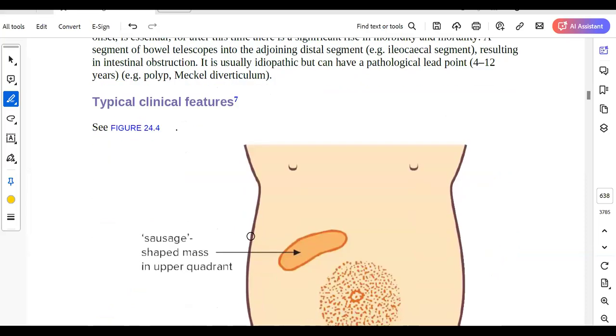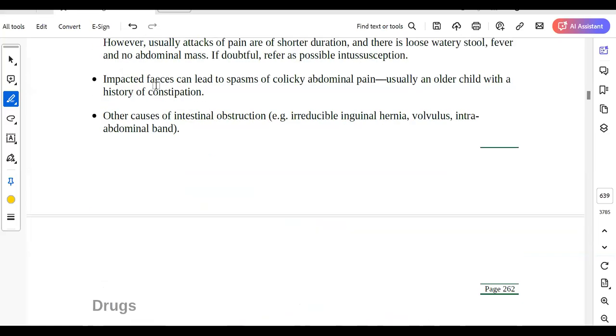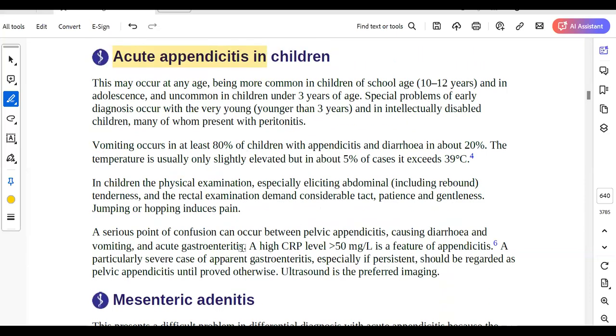Intussusception, we discussed intussusception in our pediatric class, so we will not discuss it anymore. Appendicitis in children. I think we discussed this in one of our question solved classes, how to differentiate appendicitis and mesenteric adenitis, right? So go through these things.